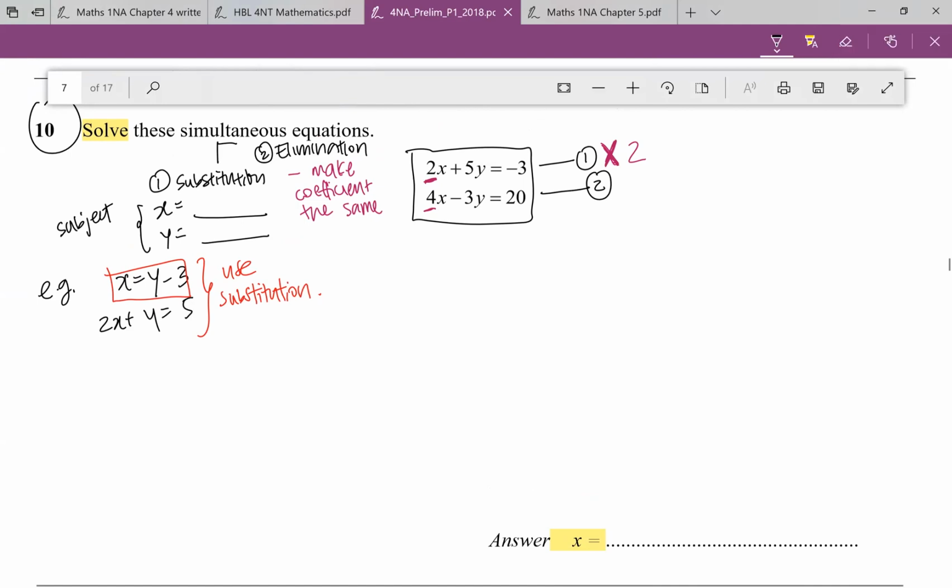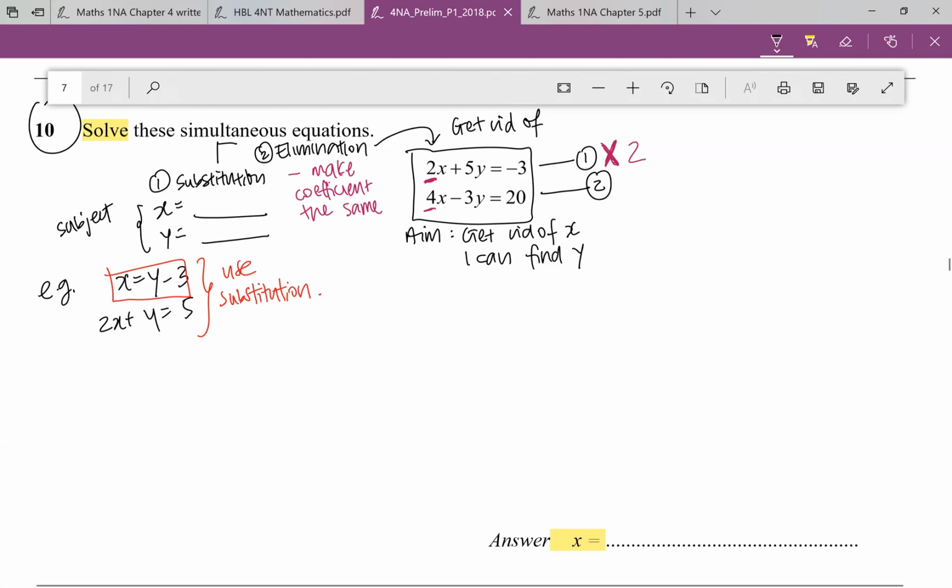All right, so basically, if I'm doing elimination, the word elimination means to get rid of something, right? So I want to get rid of x. My aim is to get rid of x, because once I get rid of x, I can find y. Okay, so that's my aim. I get rid of x, then I can find y.